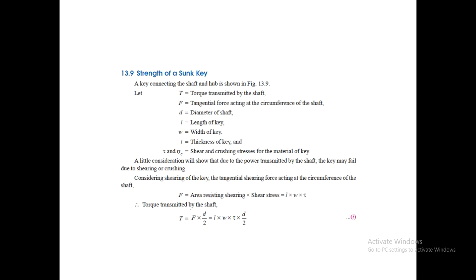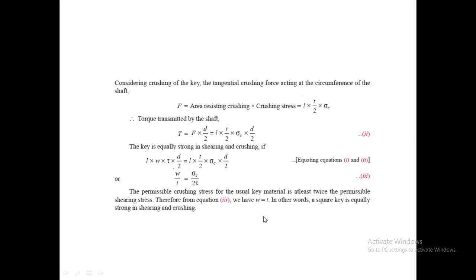So let us look into the equations involved in the design of a key. The first equation is the shearing force acting on the key due to the torque. So we have force is equal to shear stress into area. The area resisting shear is length into width of the key, and the shear stress is tau. Now the torque is nothing but force into the perpendicular distance. So the torque transmitted by the shaft is force into D by 2, where D is the diameter. So it is equal to L into W into tau into D by 2.